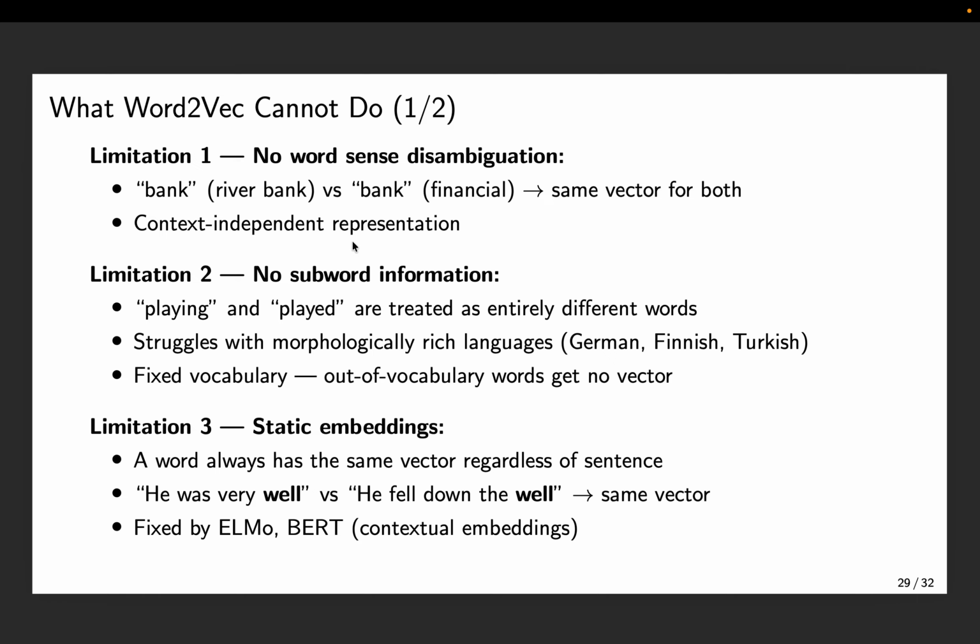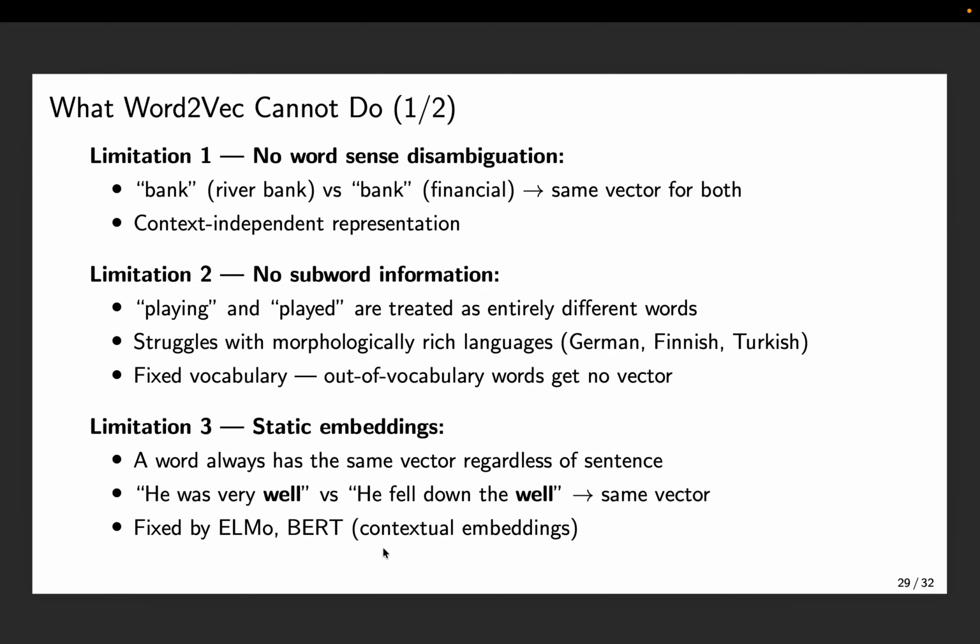Next are static embeddings: every word has exactly one vector regardless of the context. In "I went to the bank to deposit money," bank means finance, and in "I sat on the bank of the river," bank means riverside. The same vector is used for both uses. That's wrong. ELMo and BERT fix this with contextual embeddings.